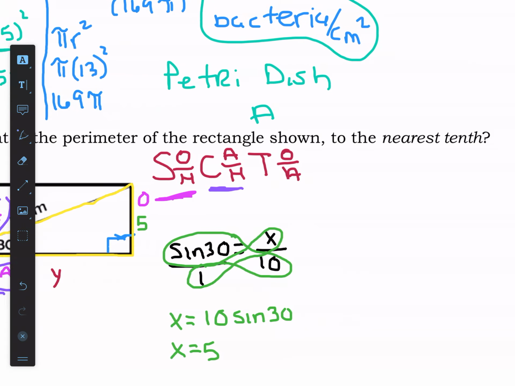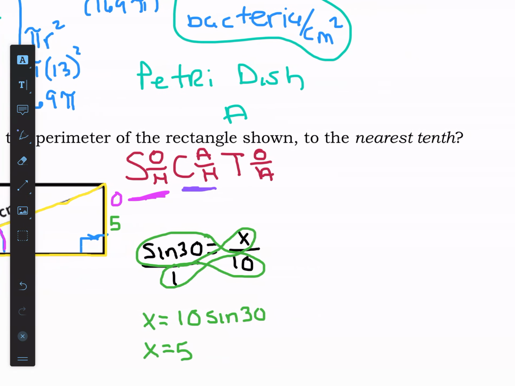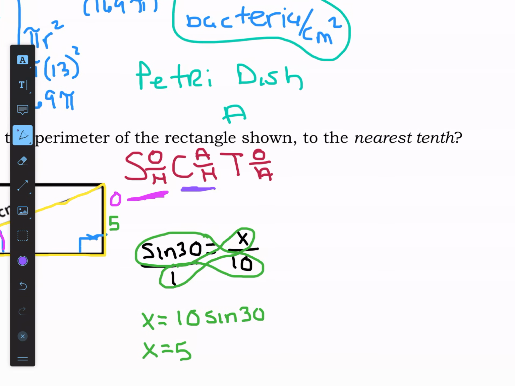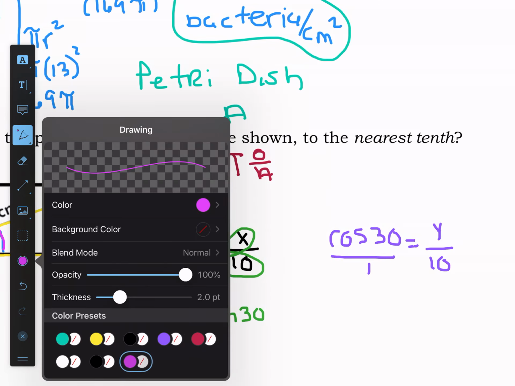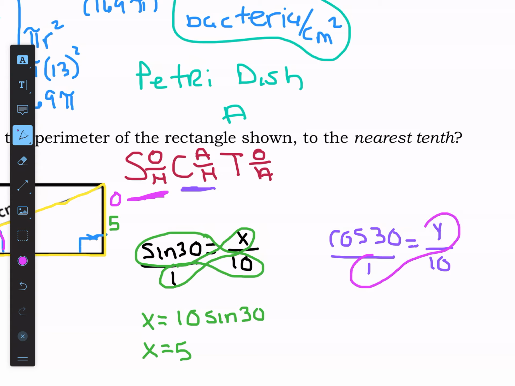So we're setting this up exactly as we set up the previous part with the sine of 30. So now we're doing cosine of 30 is equal to my adjacent, which in this case we labeled as Y, over my hypotenuse, which is 10. And again, we're putting that over 1. And we are cross multiplying. And we get Y is equal to 10 cosine 30.